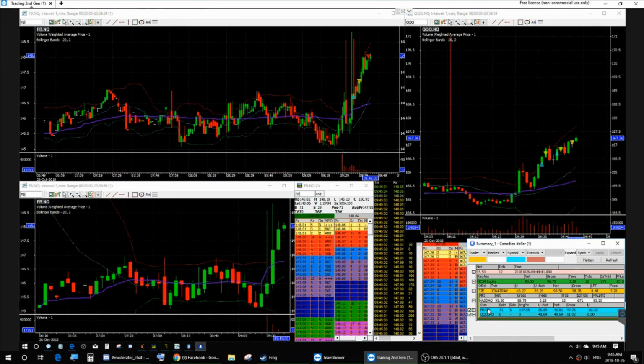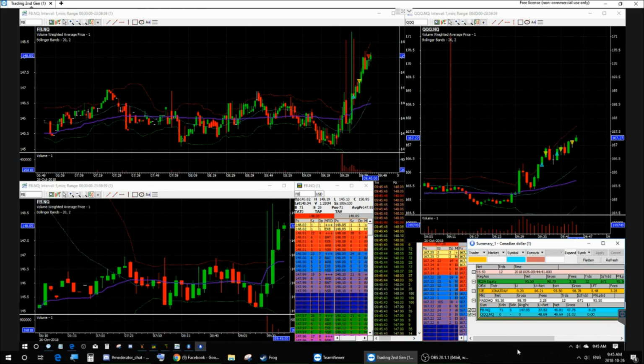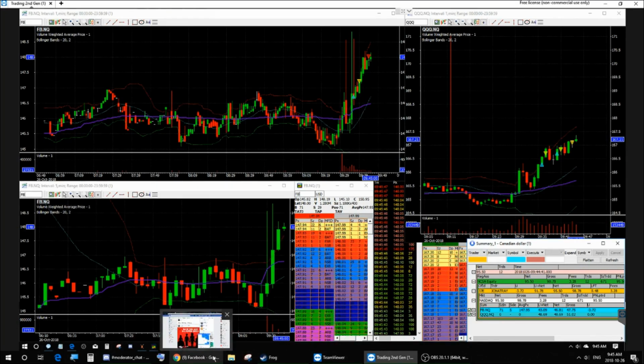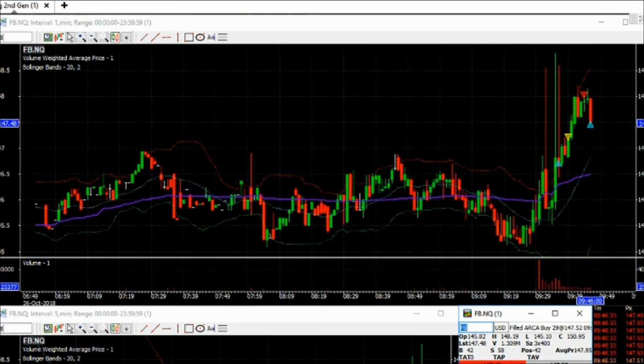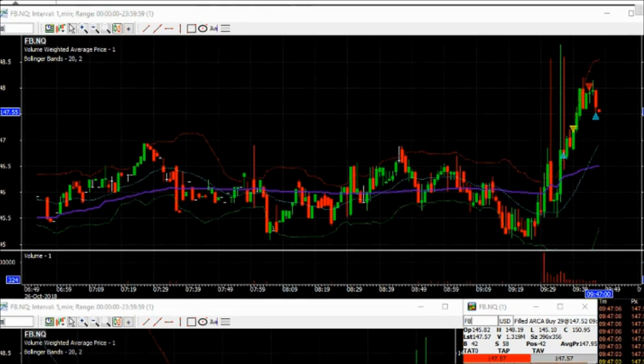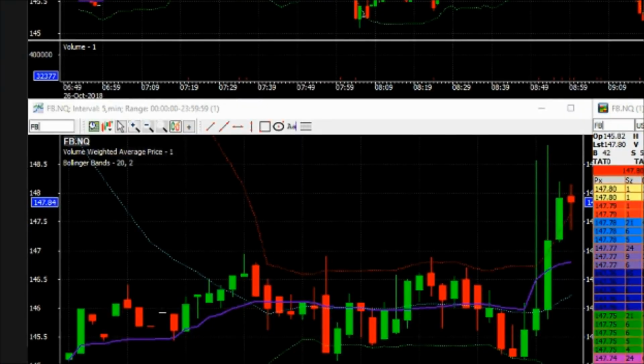So here on the top left we have my versatile chart. It's usually a 1 minute, and that's Facebook on the top left. We frequently change this chart. Whenever I have a bunch of positions, all I have to do is click on a position and this chart will change. We can see I just pulled off a short there.